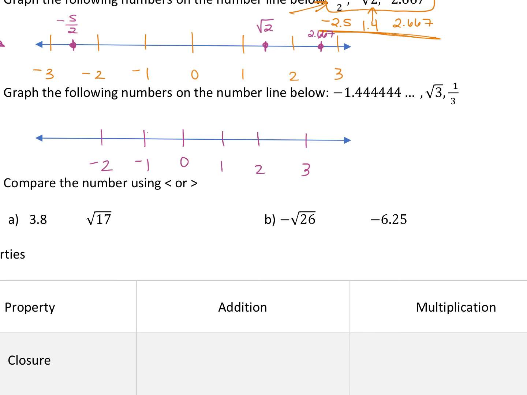Check with your neighbor. How'd you do? You got the same answers? So, do you want me to come up here and graph it on mine, or do you want to tell me where it is? Yeah, thank you.